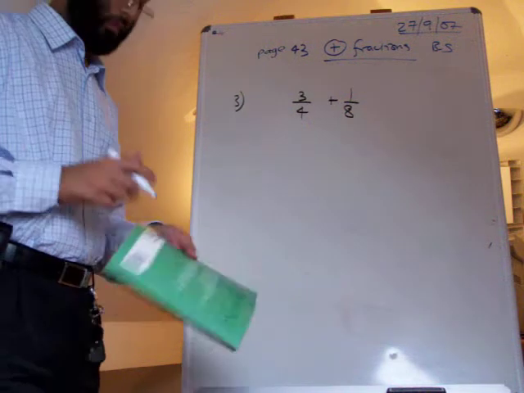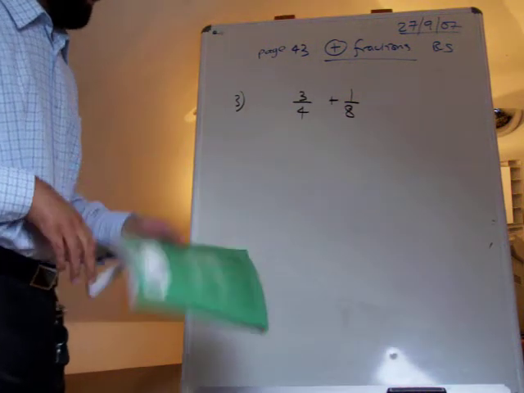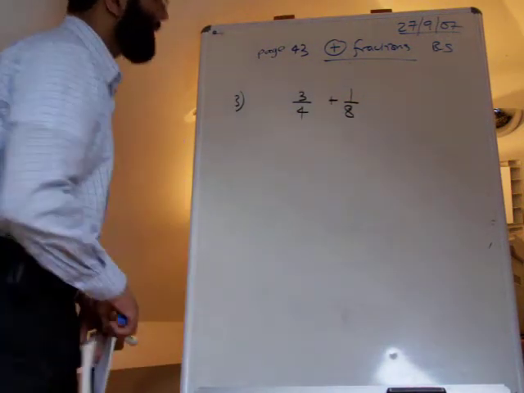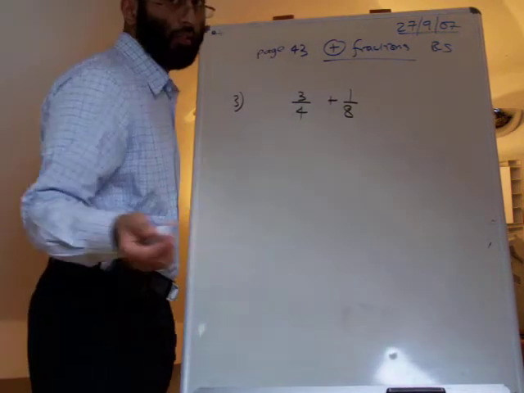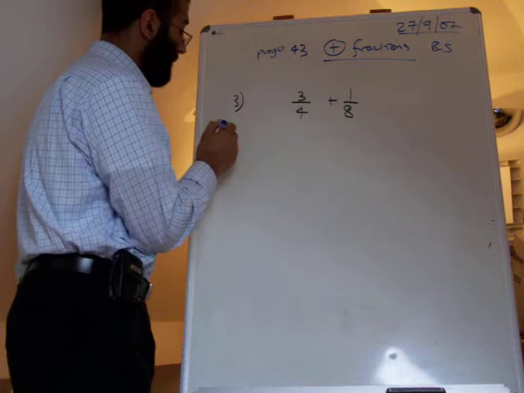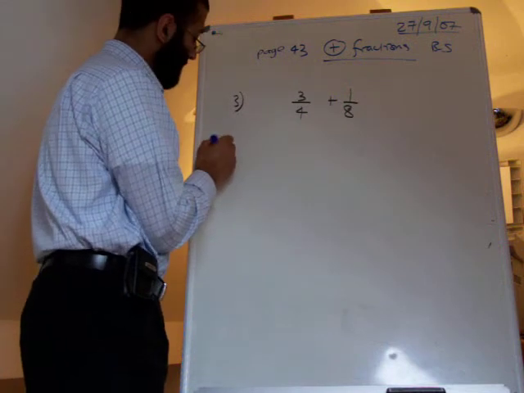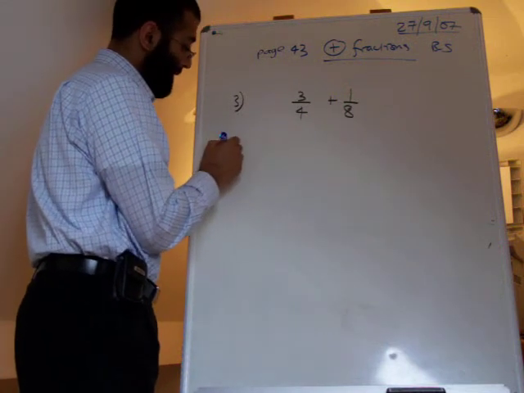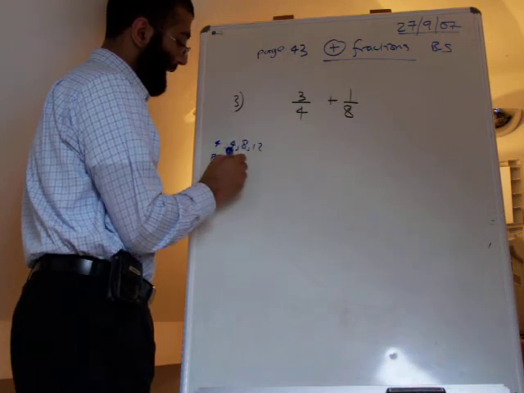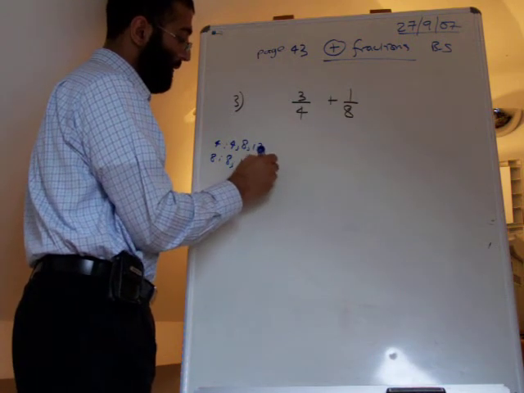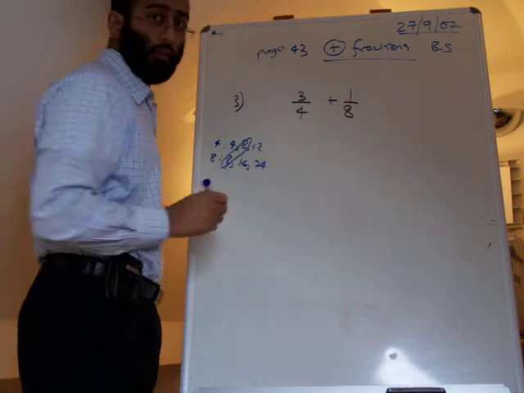Now the rule is simple. We look for the lowest common multiple of the bottom numbers, 4 and 8. This is what you did yesterday in your other lesson. The lowest common multiple of 4 and 8: multiples of 4 are 4, 8, 12. Multiples of 8 are 8, 16, 24. So it is 8.